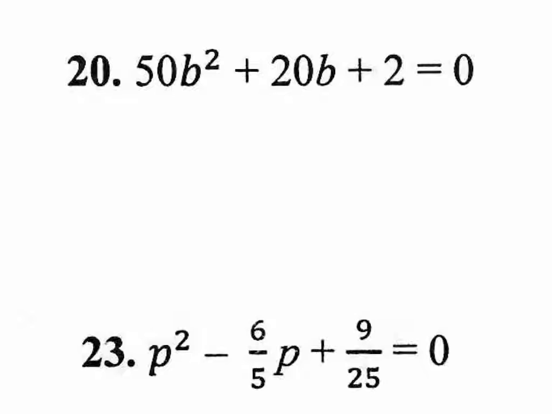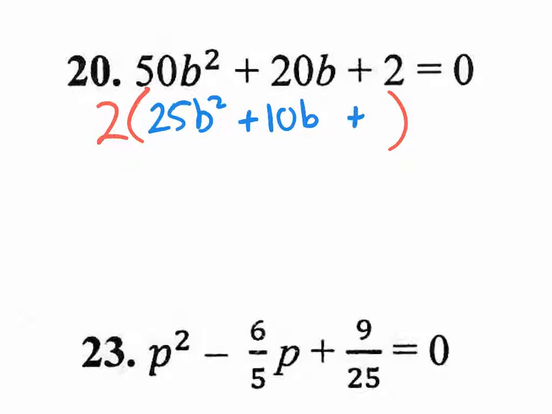So jumping to number 20 right here, what is the GCF? What's the first thing I could pull out of there? The GCF right there would be the multiple of 2, right? What would be left on the inside? You'd have a 25b squared, you'd have a 10b, and you'd have a plus 1. And you still have the equal 0.